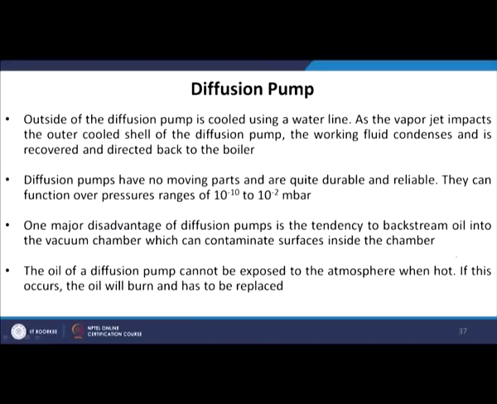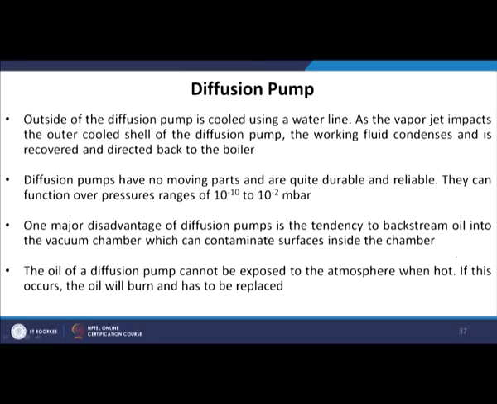A diffusion pump is cooled on the outside using a water line. As the vapor jet impacts the outer cooled shell of the diffusion pump, the working fluid condenses and is recovered and directed back to the boiler. Diffusion pumps have no moving parts and are quite durable and reliable. They can function over a pressure range of 10 to the power minus 10 to 10 to the power minus 2 millibar.